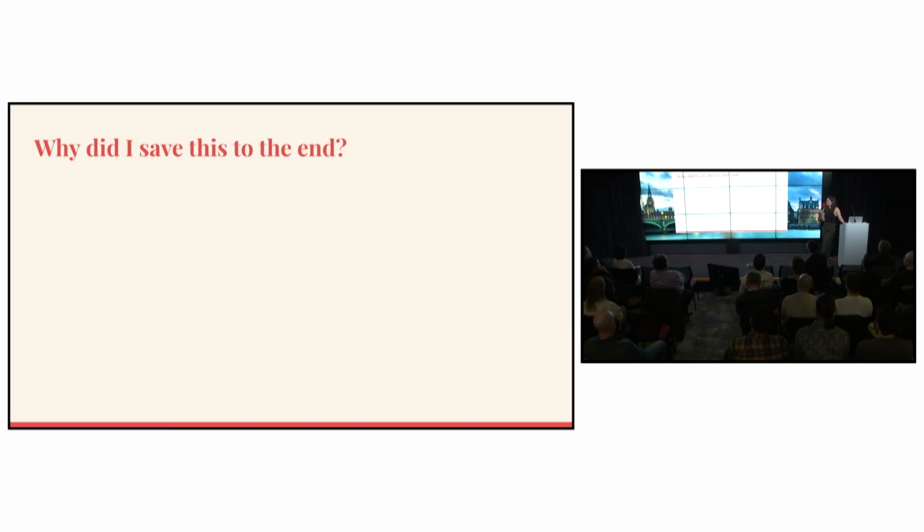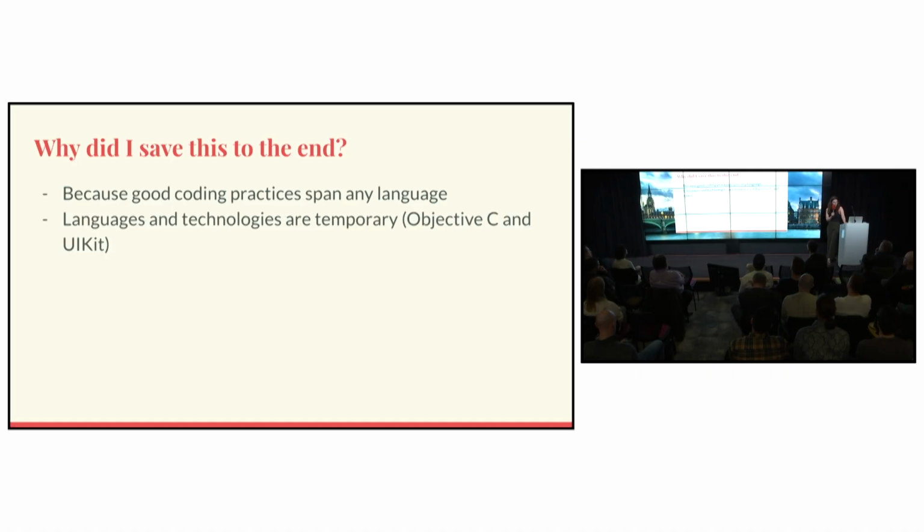So why did I save this until the end? Because I think that good coding practices span any language. Regardless of whether you're using Kotlin, Swift, Scala, Java, or whatever other languages there are, I think good coding practices are more relevant than the language. I think that language technologies are temporary. In my short iOS journey, I have seen the deprecation of Objective-C and UIKit. Unfortunately, my company did start making something called Article UIKit just as SwiftUI was released. So that was a lot of work.